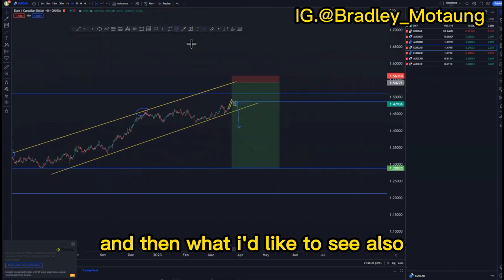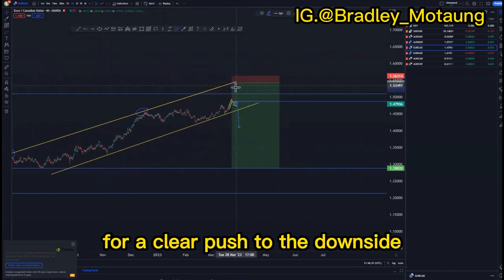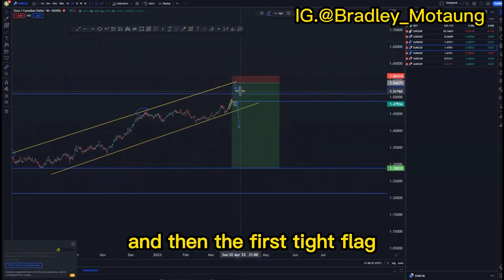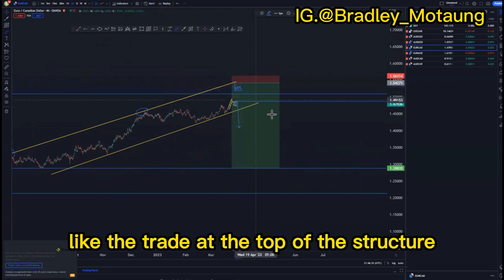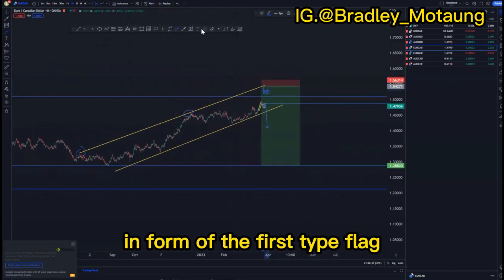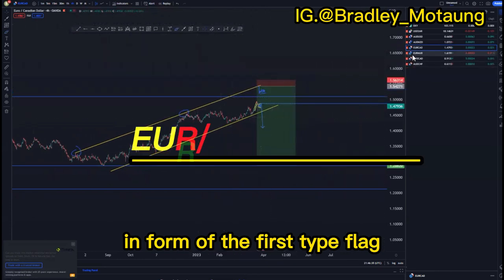And then what I'd like to see also is that we can just wait for a clear push to the downside, and then the first tight flag would be okay for us to take the trade at the top of the structure in form of the first tight flag.